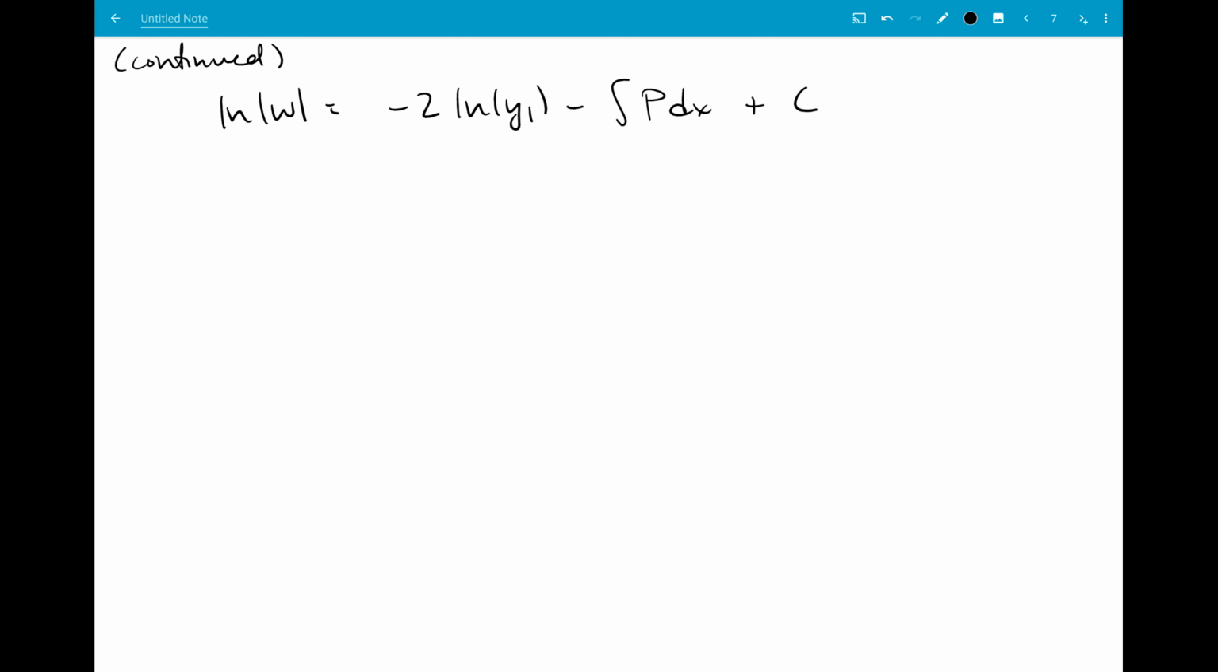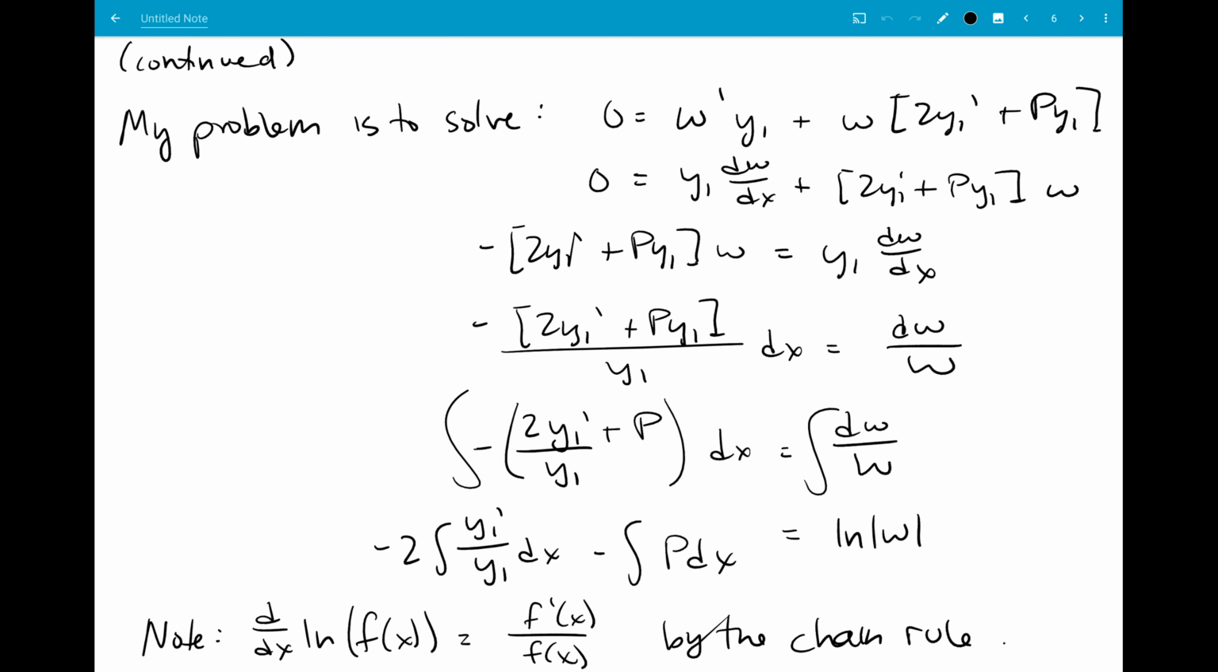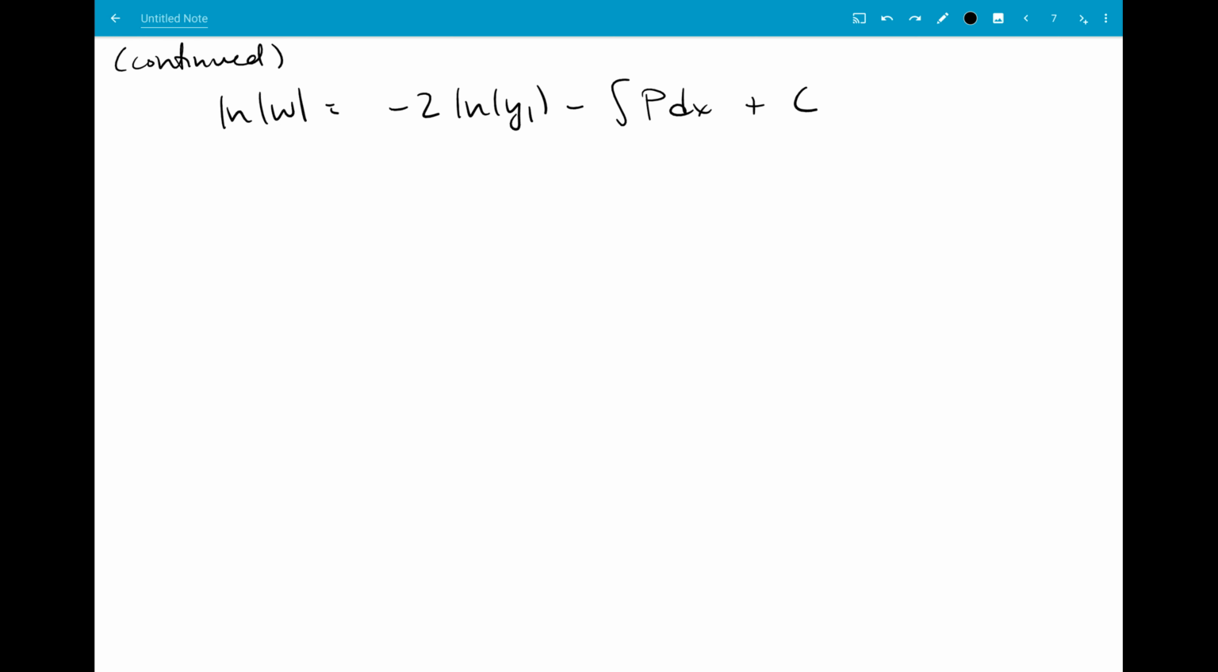All right, so last time we had gotten to this point right here where we had been solving this differential equation. And what I'm going to start to do from this point is finish solving for W.